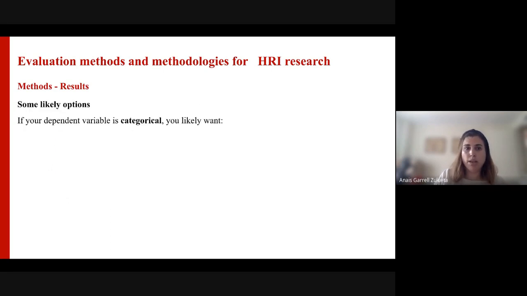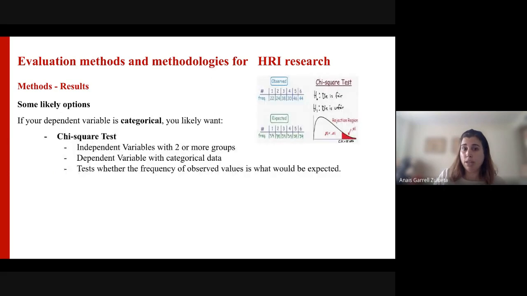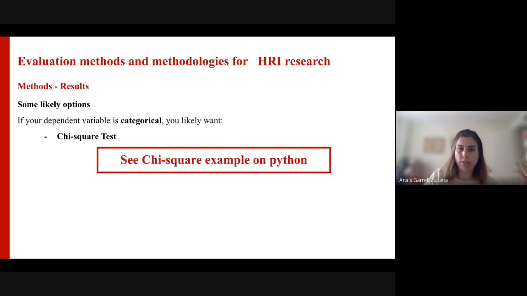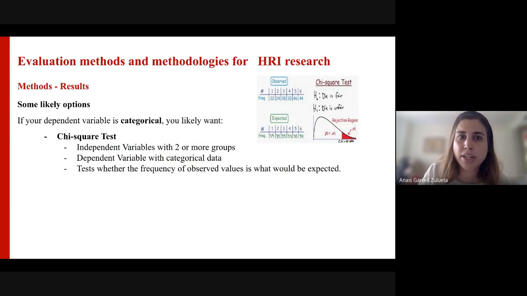Okay, so let's see some examples. If your dependent variable, the variable that you cannot control, is categorical, you likely want to use the chi-square test. Here we have independent variables with two or more groups and dependent variables with categorical data, and we test whether the frequency of observed values is as expected. I want to show you that it's super easy to use these methods, and I prepared some code in Python. So I will stop sharing here, and I will share another screen. Just give me a minute.